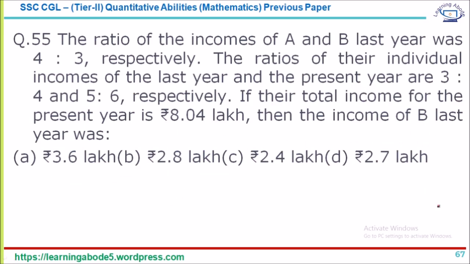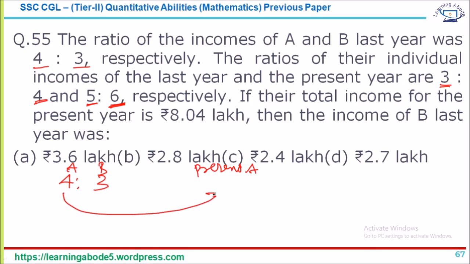So now question number 55. See, the income ratio of last year is given, let's say 4:3, right? And the ratio of their individual incomes last year to the present year is 3:4 and 5:6 respectively. That is, if A earned 3 lakhs the previous year, now he is earning 4 lakhs. If B was earning 5 lakhs earlier, now B is earning 6 lakhs. Okay. Now let's take the ratio. Now the previous ratio between A and B is 4:3, right?